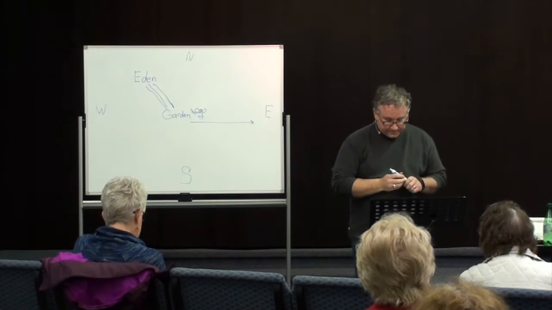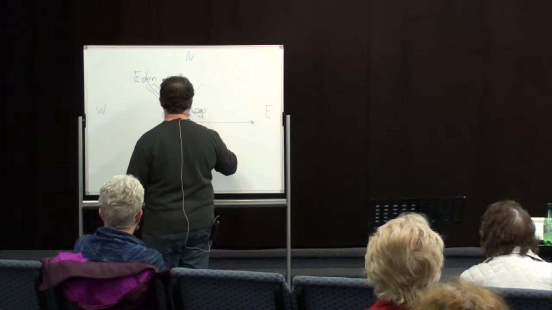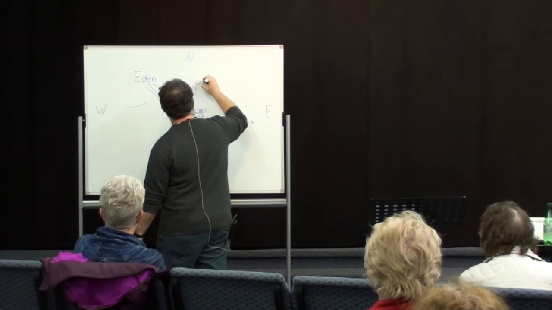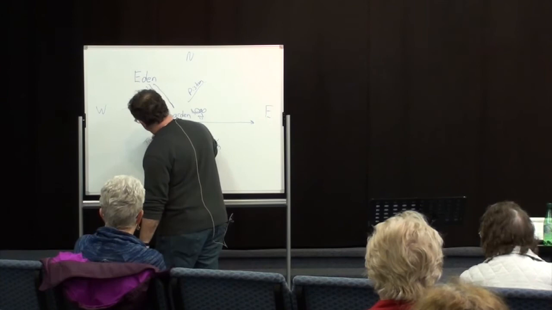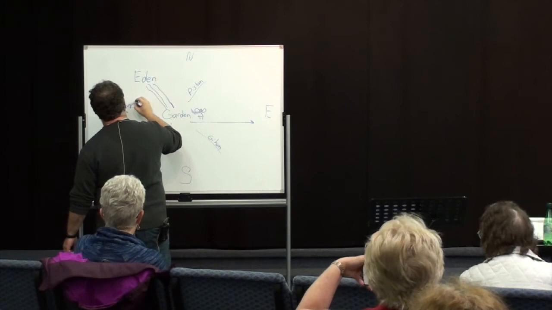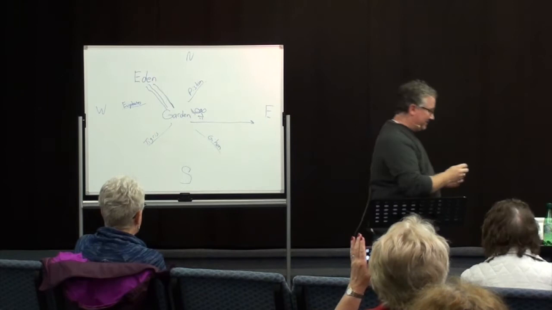All right. You want me to put the names of the rivers? Sure. I'll do that for you. We have two of them. So you have the Pishon, the Gihon, you have the Tigris, and you have the Euphrates. Now, if you were to look at a map, I might have these rivers in the wrong place. Okay, you're not correct. All right.